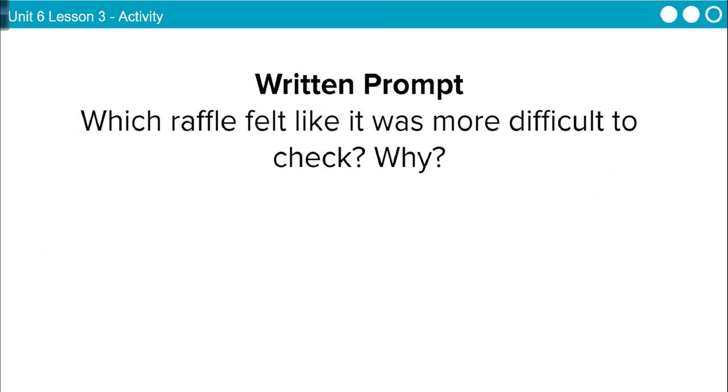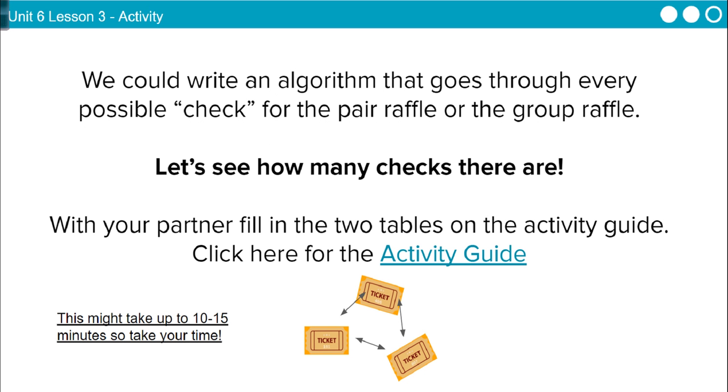Even though you can't talk in the first one, all you had to do is find one specific number. So you just had to look at their thing, you would know automatically it's not. Versus the group winning, you'd have to walk through and talk to many people and try and finagle your way there. So we could write an algorithm that goes through every possible check for the pair raffle or the group raffle. And let's see how many checks there are.